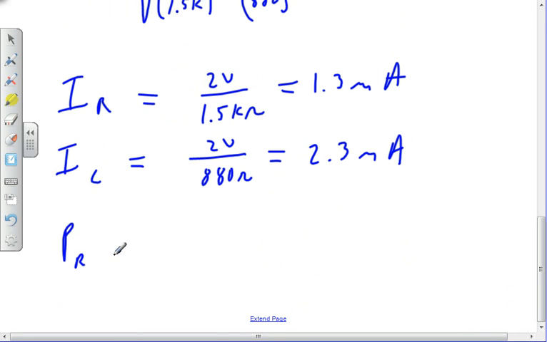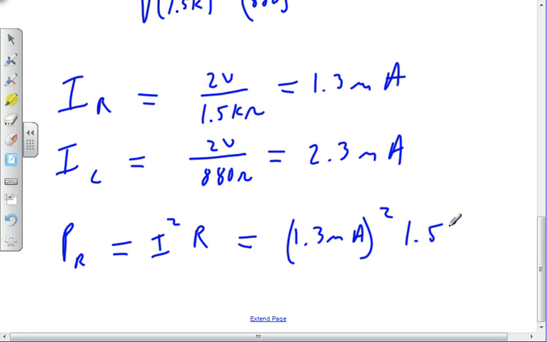Power through the resistor, I squared R. Anybody remember what current was? Oh, right there. It's right there in plain sight. 1.3 milliamps. If I didn't have my trifocals on, I'm sure I could see it. 1.5 K. And the power of the capacitor, I squared X of C.